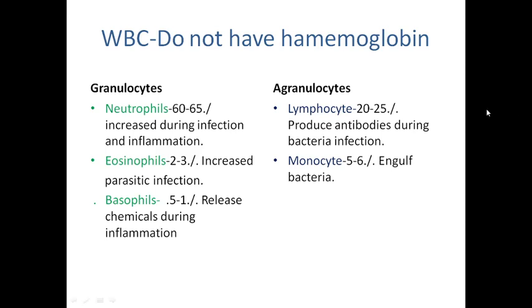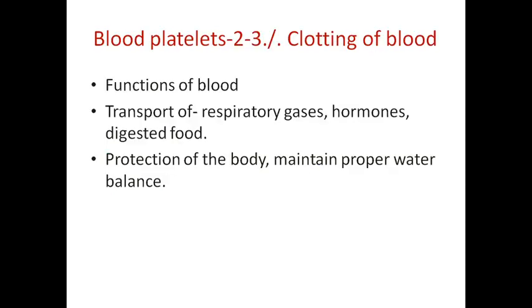Next one is the monocyte. What is the percentage of monocytes? 5 to 6 percent. They engulf bacteria. Any bacteria present in our blood is digested by monocytes. This is about the WBC. The third type of blood element is the thrombocytes, also called blood platelets. They are 2 to 3 percent of the total blood, and they are involved in the clotting of the blood.